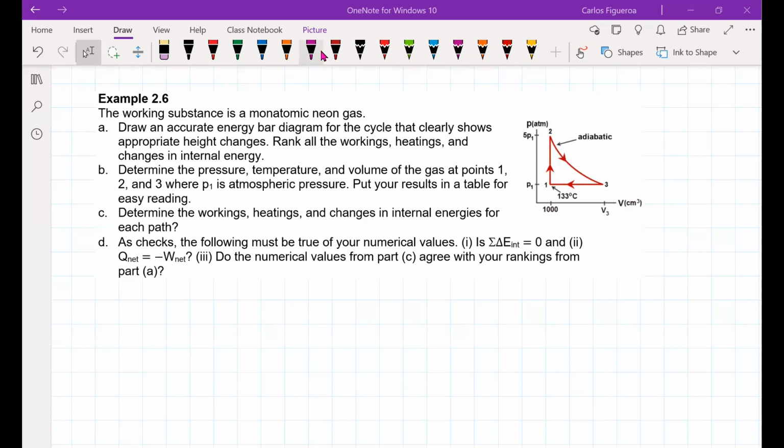So here's what we know. We know we have a monatomic gas. So that tells us three things immediately. CV is 3/2 R. CP is 5/2 R. And the ratio of CP to CV, gamma, is 5/3.